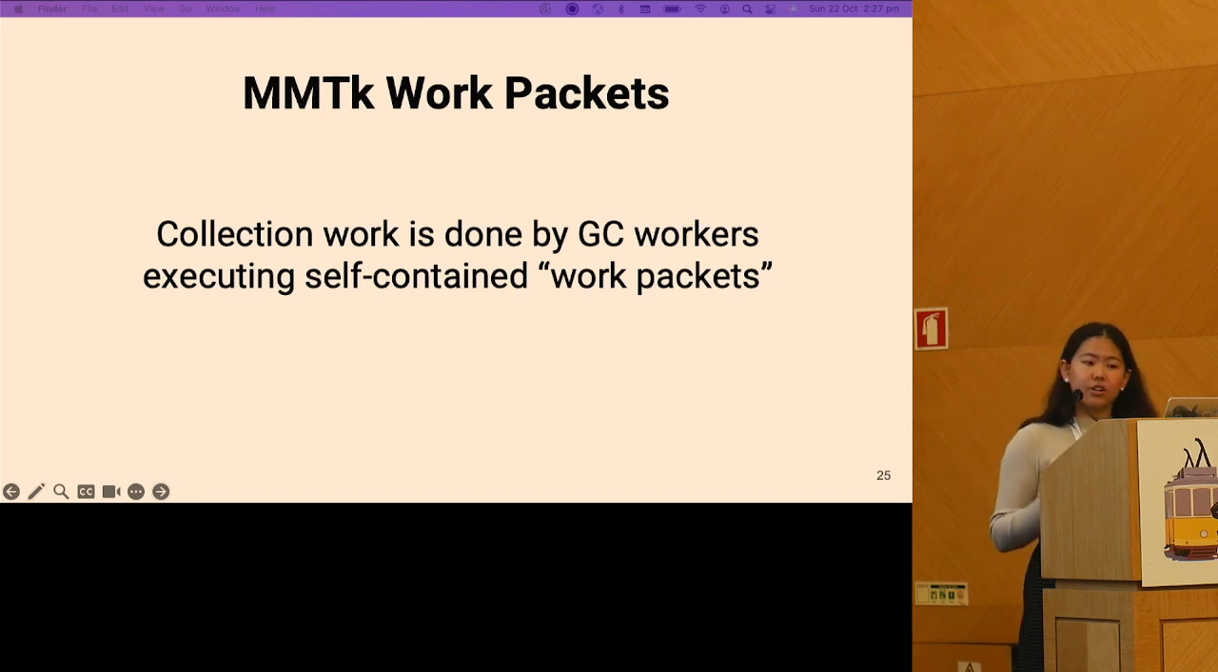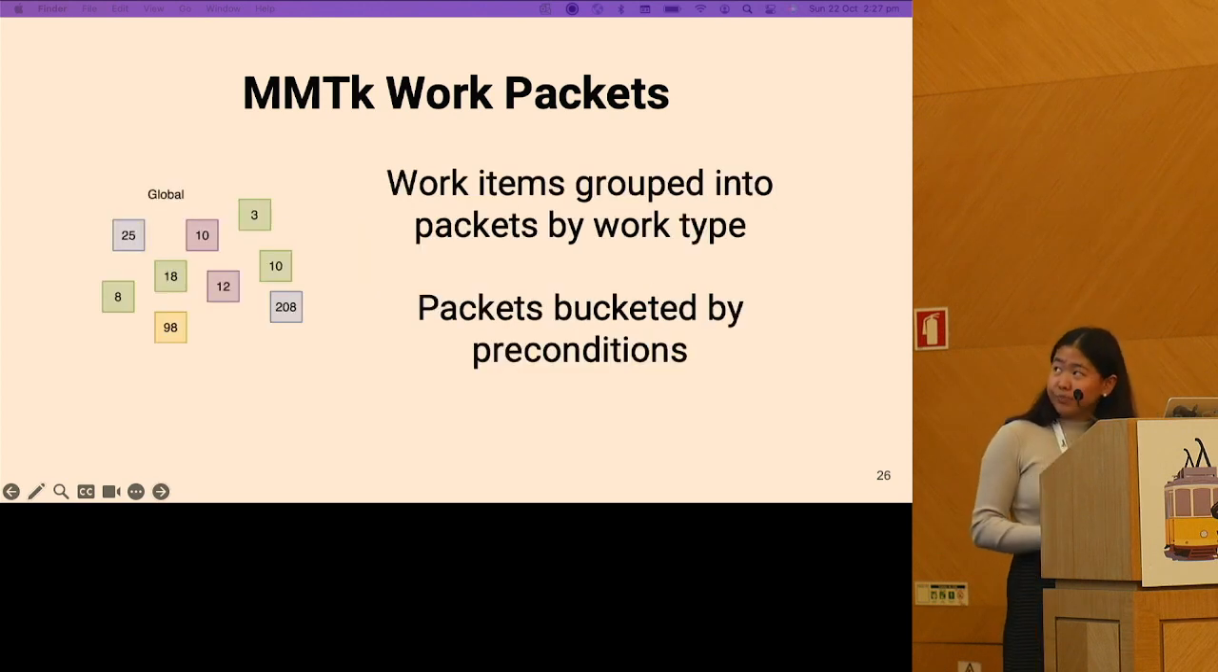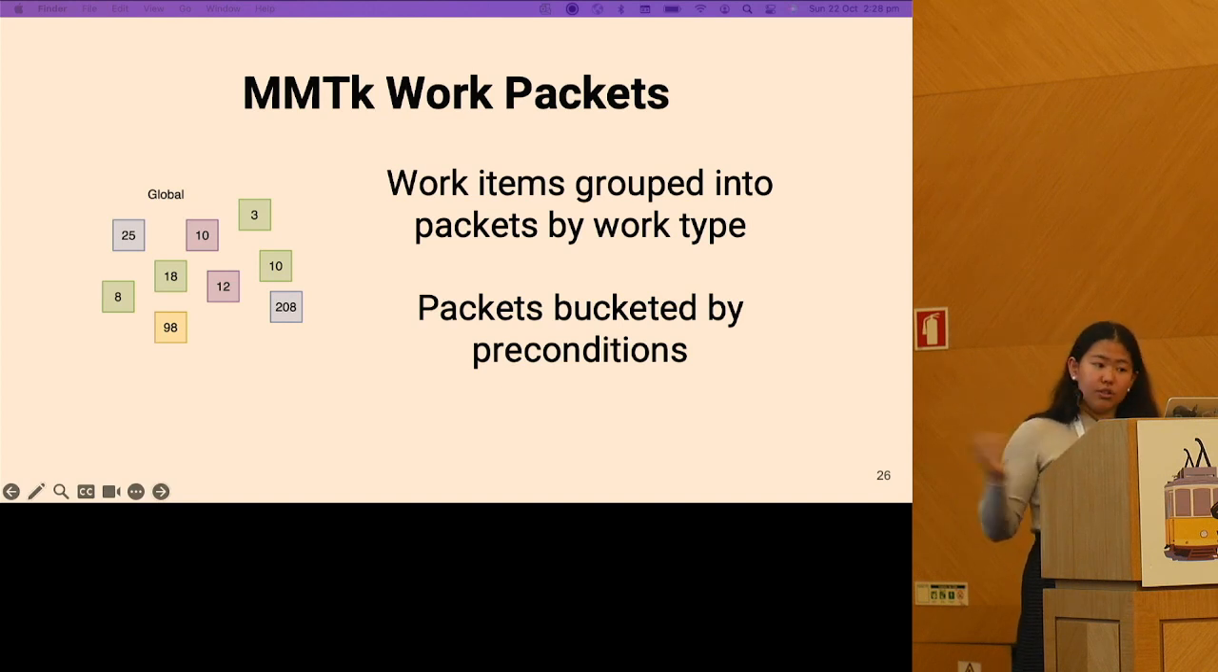So before we discuss the debugging approach a bit more concretely, I want to give some background on how the collectors in MMTK work. Collection work is done by a bunch of GC worker threads that execute work packets, which are basically packets of lots of work items. These work items get grouped into packets by work type, and then these packets get bucketed by preconditions. One key feature of the design is that these work packets are self-contained. They normally have a pointer to some code that will tell you how to process this packet and what preconditions you need. And then these work buckets get executed serially.